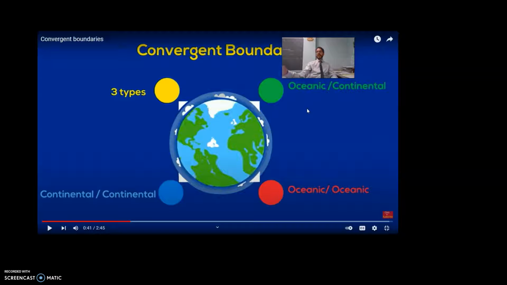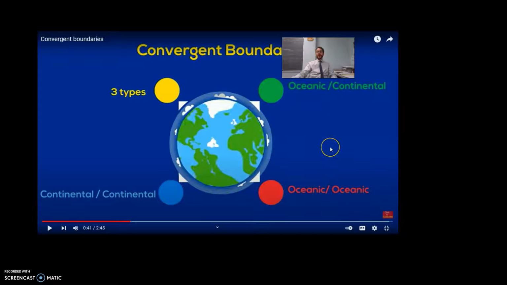Oceanic crust is made out of basalt. It's a mafic rock. You guys know that from igneous rocks. Continental is made out of granite. It's felsic. So oceanic is more dense than continental, so the oceanic is going to be the one doing the subducting. In other words, oceanic is going to dive under the continental. The continental will stay on top.